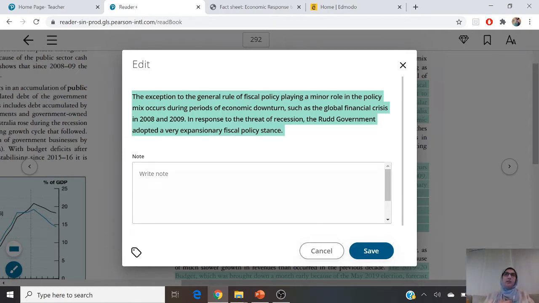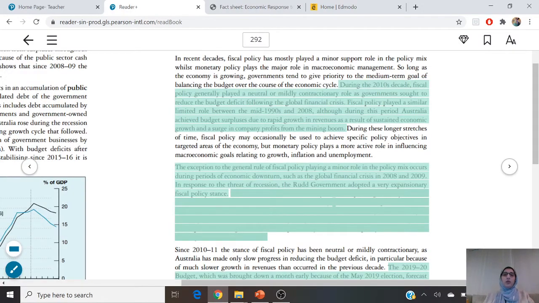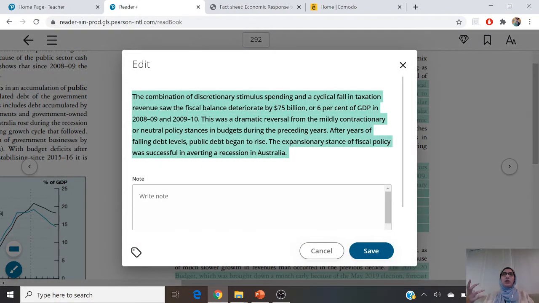And after that, the government implemented fiscal policy massively, and now again. In response to the threat of recession, the Rudd government adopted a very expansionary fiscal policy stance. And again, we all know that expansionary fiscal policy basically just means to expand the economy. So that's when you give more benefits to people. Contractionary fiscal policy basically means to contract the economy. So that's when you take more benefits from people, when you probably increase tax rates or whatever.